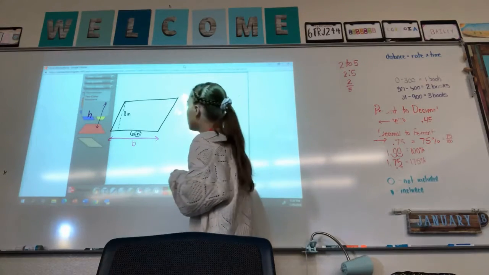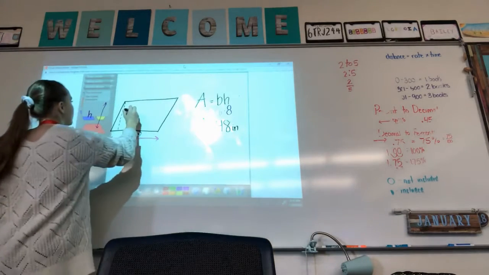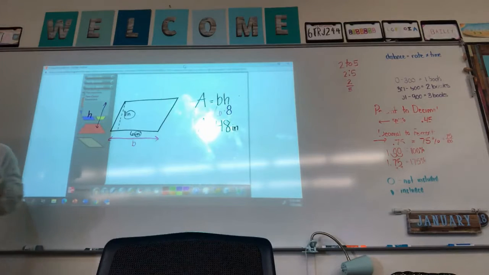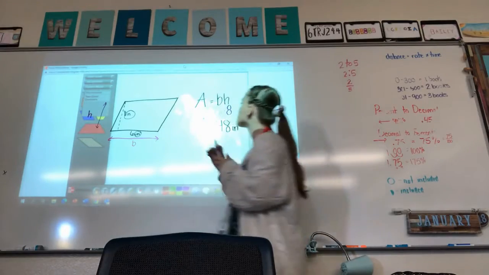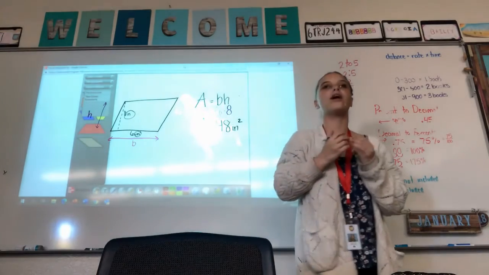But we have two dimensions. So, inches times inches gets us what? Inches squared. Meters squared, inches squared. So all of our dimensions are going to be in square units.